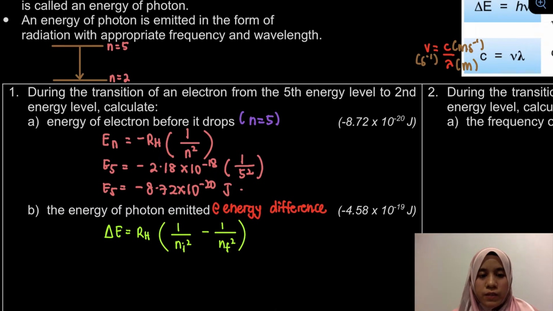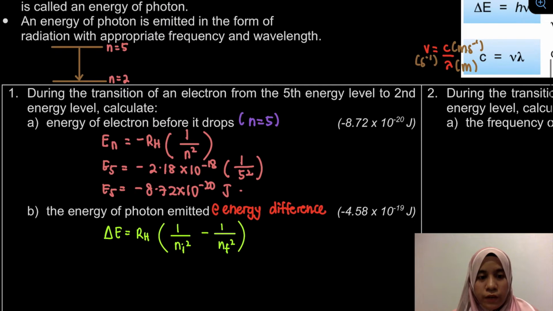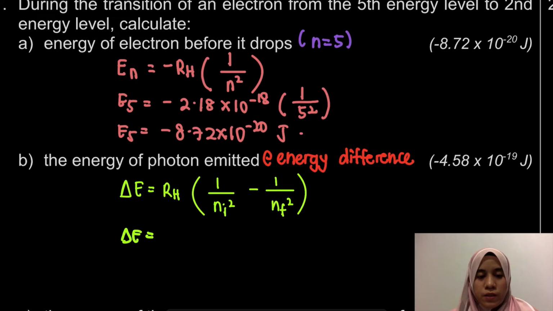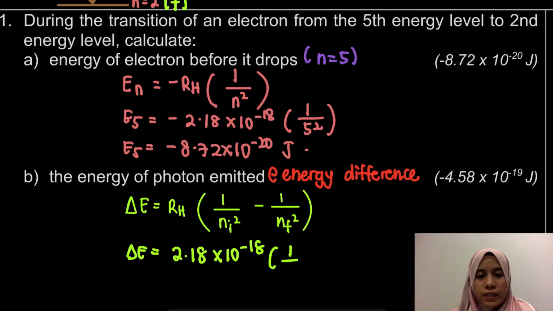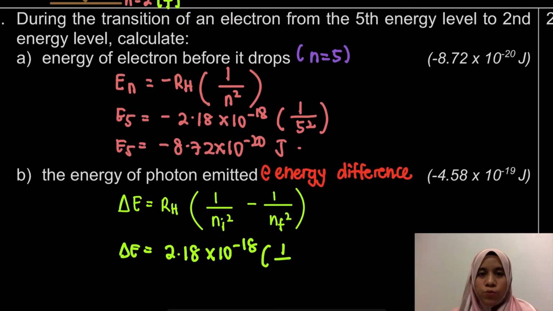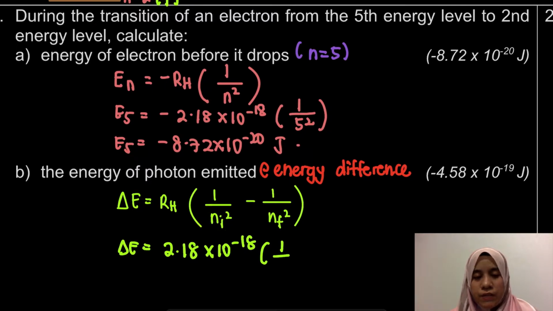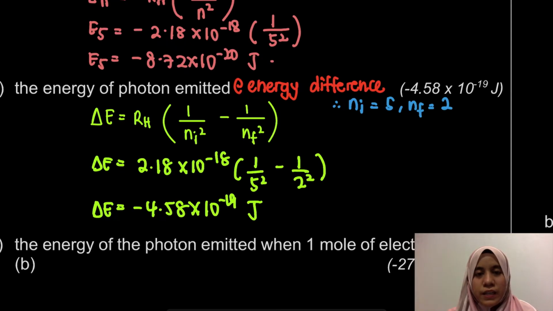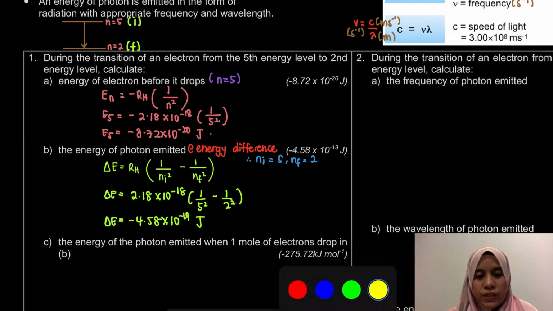So here, which is initial and which is final? When we look back at our drawing, initial is when n equal to 5, so write down this is initial, and n equal to 2 is our final. Just substitute the same R_H, 2.18 exponent negative 18. If you don't want to draw the energy level, just write it here, that's fine: initial 5, final 2 when it drops to 2. So we can calculate directly. Our delta E is equal to negative 4.58 exponent negative 19. So that's for question A and B.